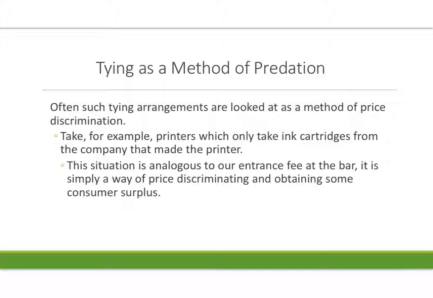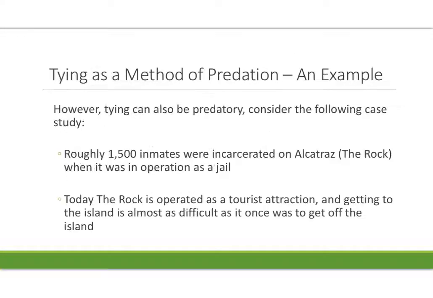However, this term up here, predation. When we get to the module on entry and exit, we'll talk about predatory pricing. But here we're talking about predatory conduct in a different manner. So let's walk through an example of how this type of tying relationship could potentially be highly anti-competitive and potentially illegal, depending on the specifics of the example.